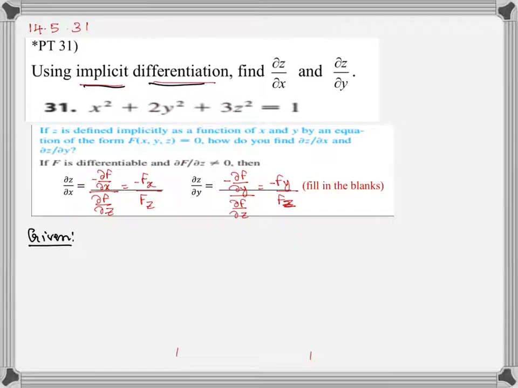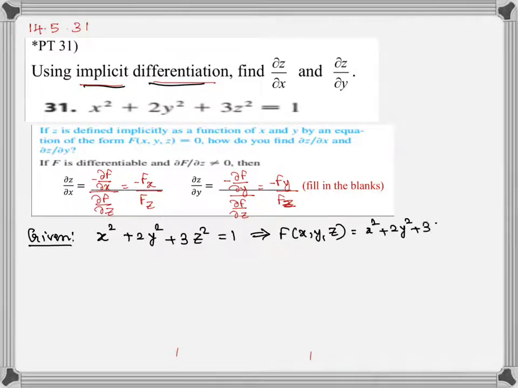So it's given that x squared plus 2y squared plus 3z squared equals 1. This is an equation involving x, y, z, which is an implicit function of x, y, and z, which can be written as f of x, y, z equals x squared plus 2y squared plus 3z squared minus 1 equals 0. We are going to call this our function f.